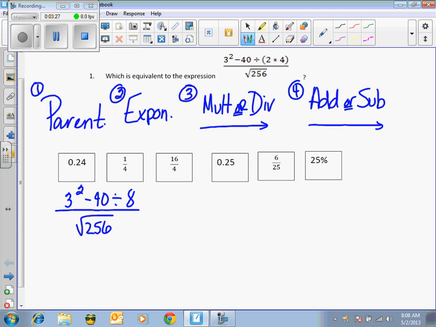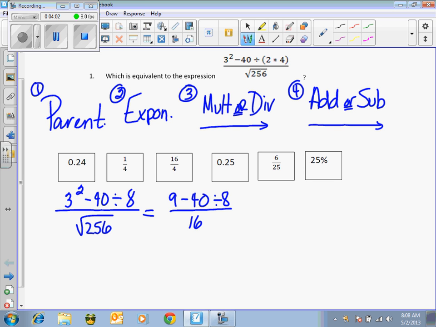The next thing I want to do is my exponents. So I'm going to go ahead and do that 3 to the 2nd power, and I'll get 9 minus 40 divided by 8. See how I'm rewriting the entire problem. I don't want to skip steps or skip numbers because that's where I can make mistakes. Now, like I said before, I'm going to go ahead and include the square root of 256 in with my exponents. So I'm going to put this all over the number 16 because the square root of 256 is 16.